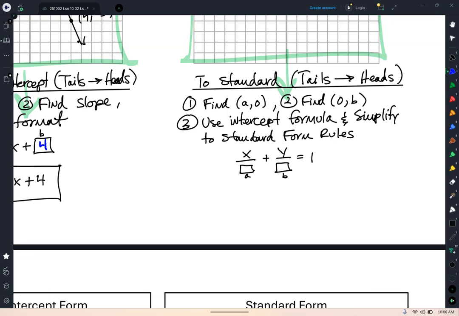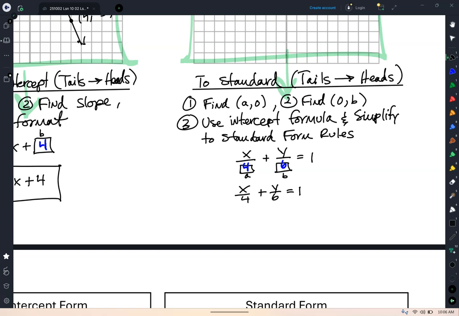So what is the A value that we came up with from our graph? That's the x-coordinate of the x-intercept. 4. Okay, so that's going to be 4. And the other one is 6. All right, now let's rewrite our problem. So now we're going to have x over 4 plus y over 6 equals 1.